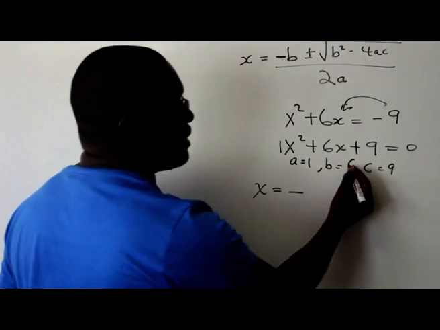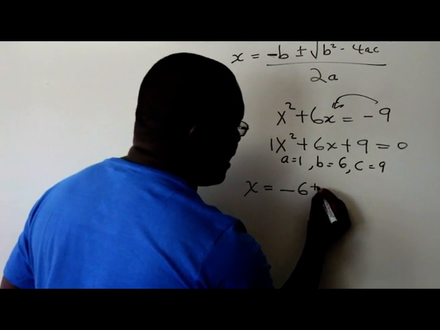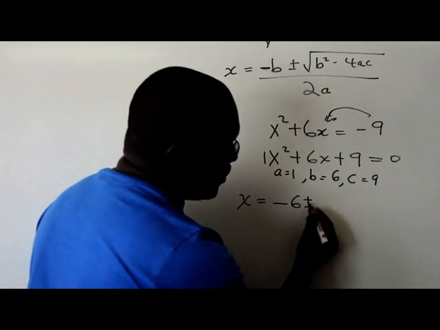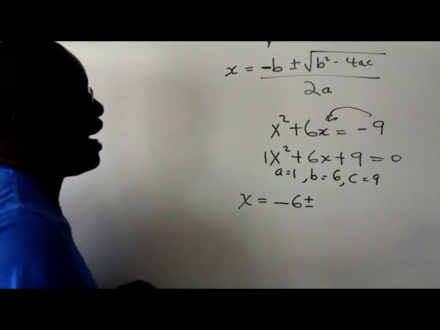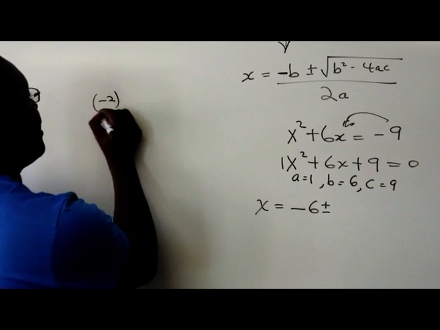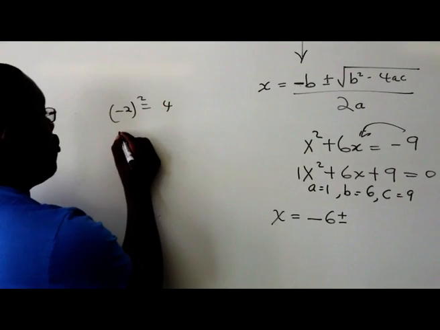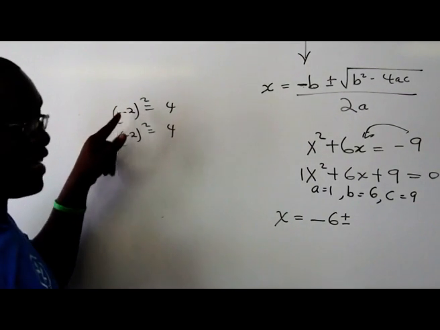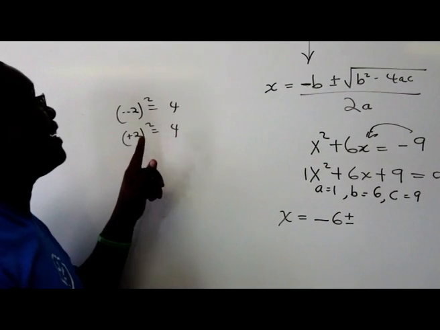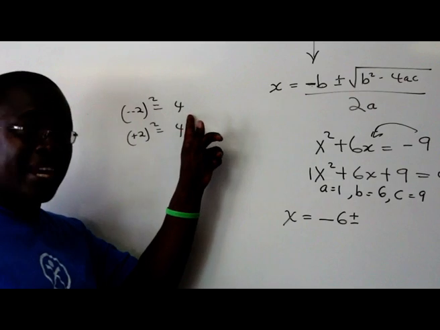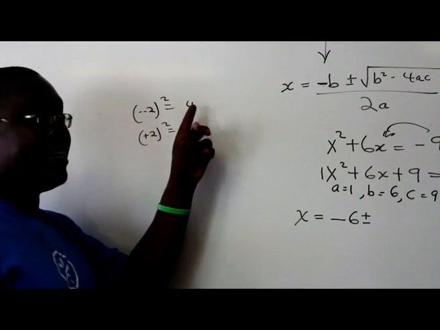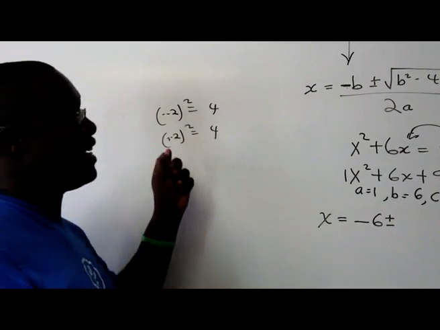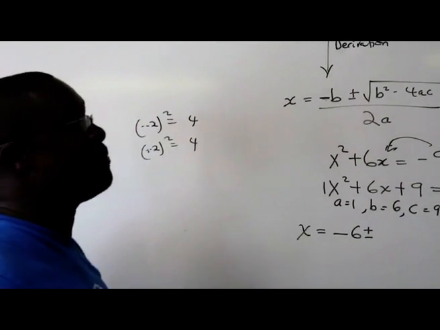Negative b is negative 6 plus or minus. Remember, square root is always plus or minus. Why? Negative 2 squared will give us 4. Positive 2 squared will give us 4. So that means the negative and the positive share the same square. A square has got 2 square roots, the positive and the negative. That's why we have a plus minus there.